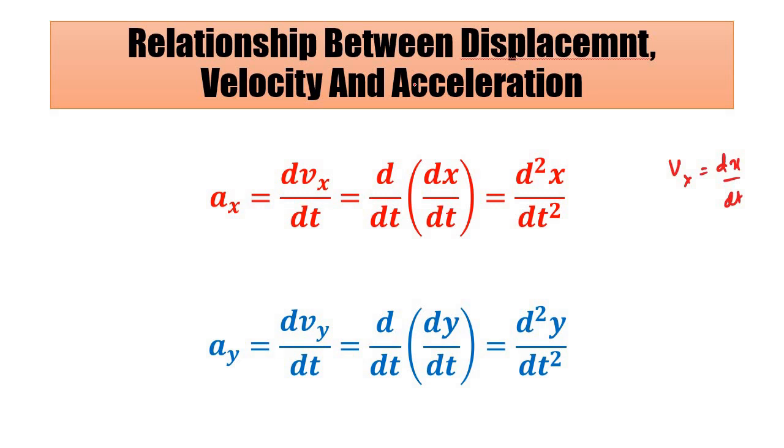When we substitute vx with dx by dt, we have d square x by dt square, the second order derivative of displacement with respect to time. The same goes for the y component also. ay is equal to dvy by dt, the velocity component along the y-axis. Again, d by dt of dy by dt, where vy is equal to dy by dt. So here we have the second order derivative of the y component of the displacement vector with respect to time. These are some of the basic concepts related to two-dimensional motion and motion in a plane.